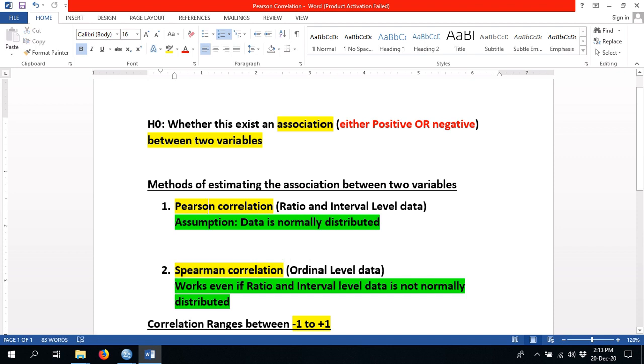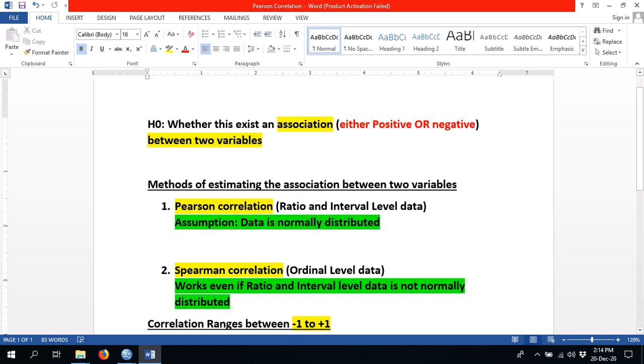These correlations are used to check the association between two variables, as I mentioned earlier, whether there exists an association between two variables, either positive or negative. So we will use correlation coefficients. As I told you, we have two options, either Pearson correlation or Spearman correlation.